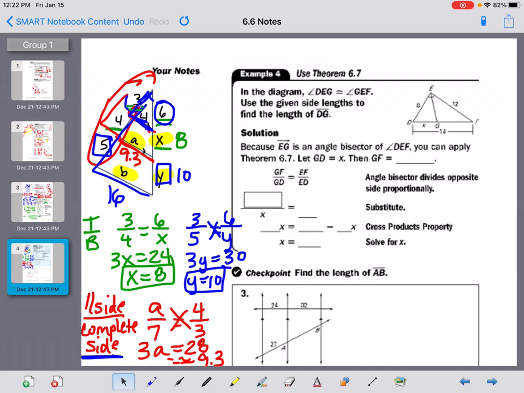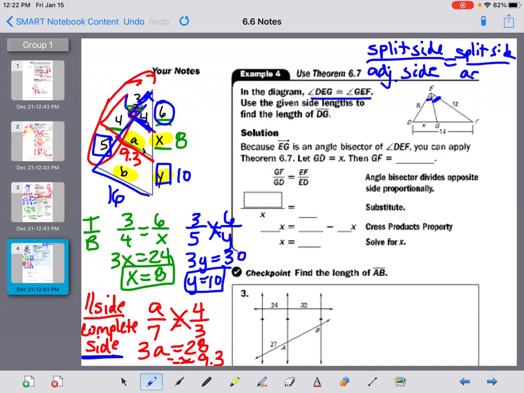All right, now we're over here to this one, and we're talking about those angle bisector problems, okay? So it tells us my two angles are equal, which makes EG my angle bisector. So as soon as I know I have my angle bisector, I'm thinking of this setup of split side over adjacent side equals my split side over my adjacent side, okay? And I don't think that's how the book put it at all. So I'm going to start with my split side and adjacent side.